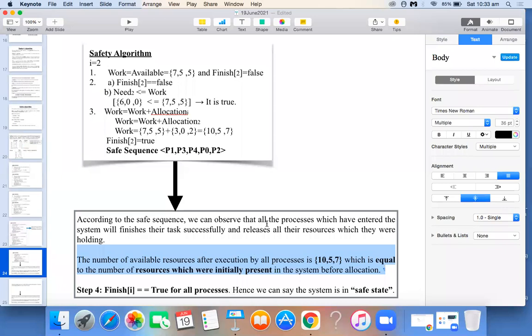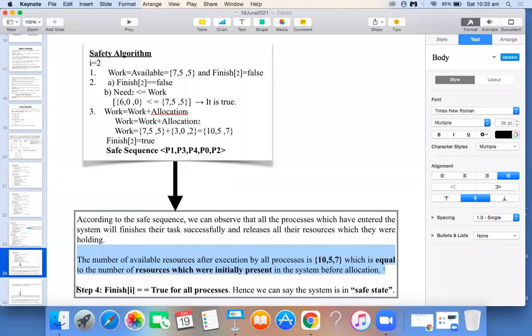Okay, so no need to write all these things. I wrote them only because you did not understand. So only this much is enough. Writing the safe sequence and writing the statement that the system is in a safe state, that's it. I have written all these things so that you understand. Am I clear with this? Did everyone understand the problem?